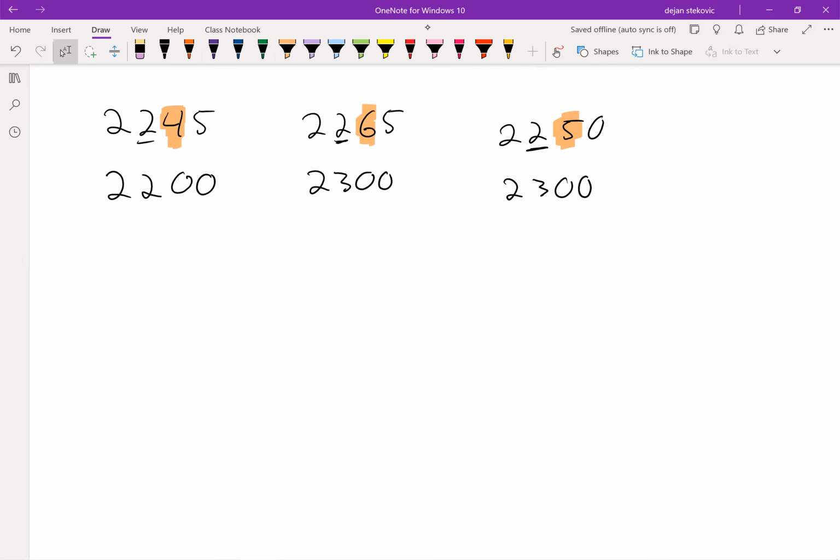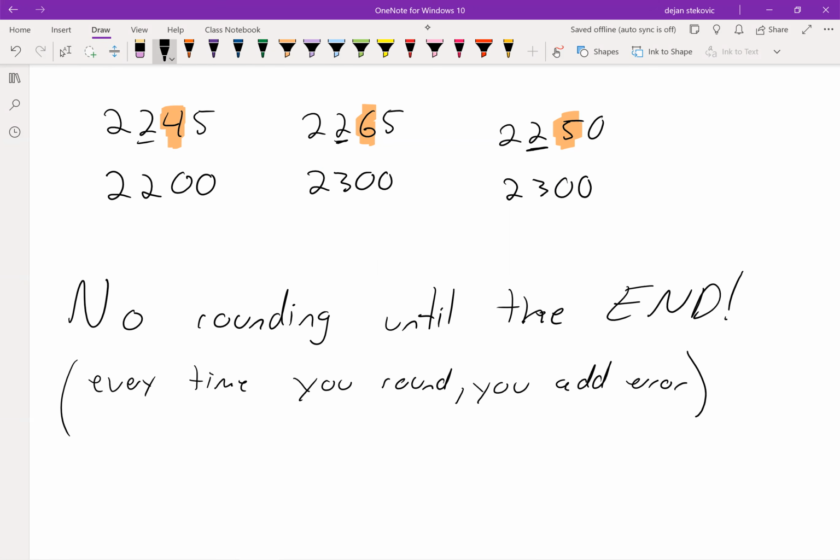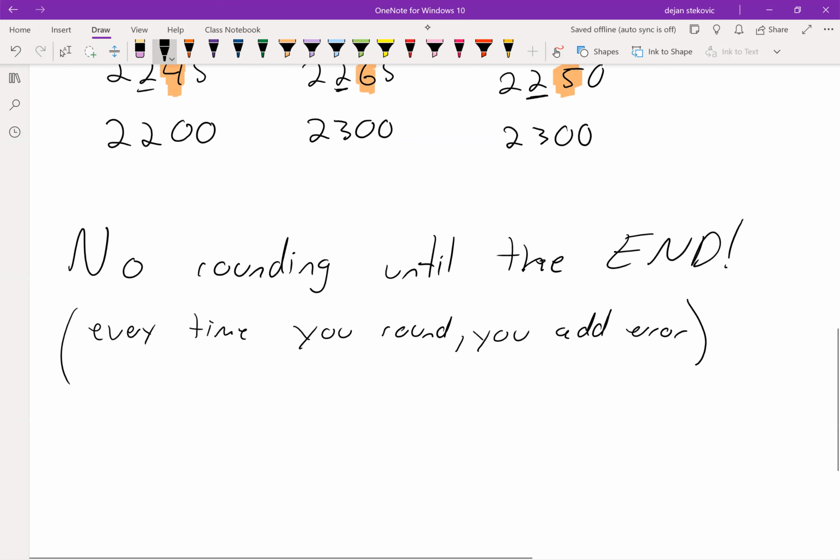Now, whenever we're doing mathematical operations, oftentimes we do more than one mathematical operation, right? First, you'll divide by something, then you'll multiply, then you'll add, you'll subtract, so on and so forth. You're not allowed to round until the very end. So no rounding until the end, right? Because every time you round, you add error into your answer and into the measurement, right? So you're not allowed to round until the very end.